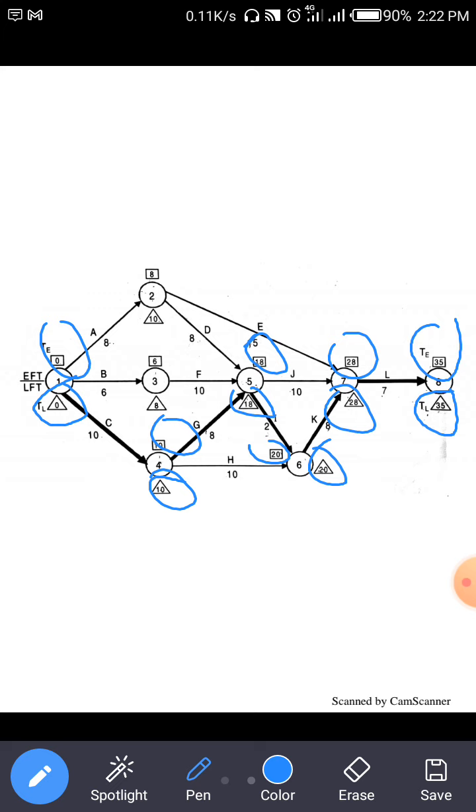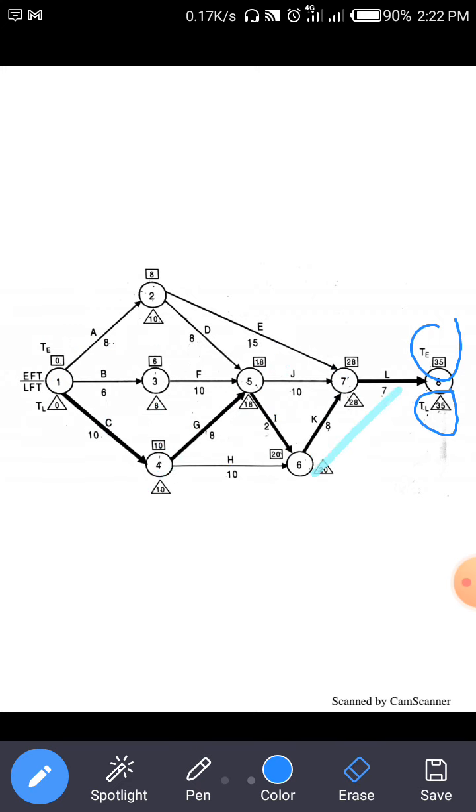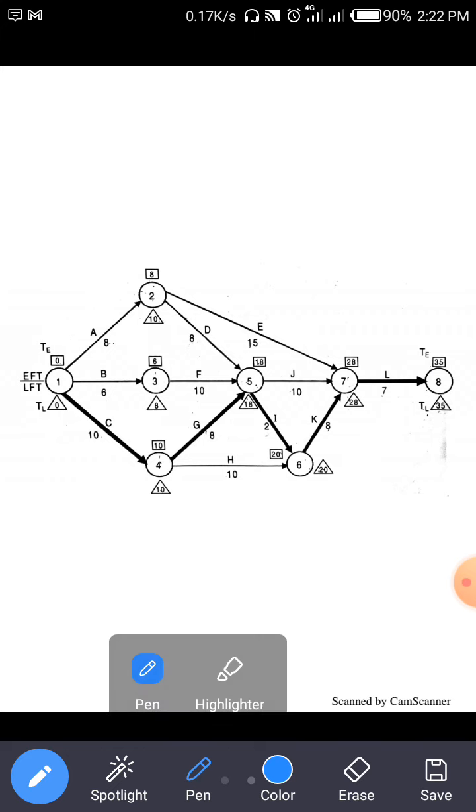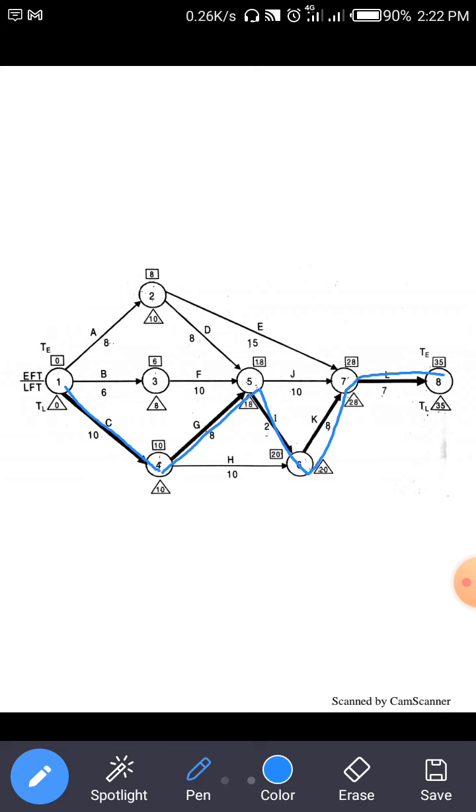So here the critical path is the longest path of the network diagram. So here the longest path is highlighted by the dark line. See this dark line? This is generally highlighted by a dark line. So this is the longest path of the network diagram. So it is known as the critical path.